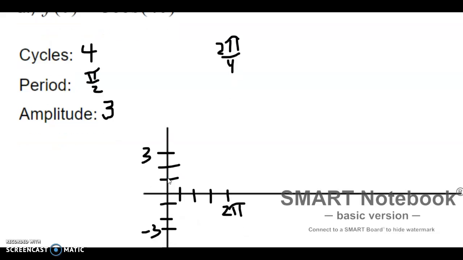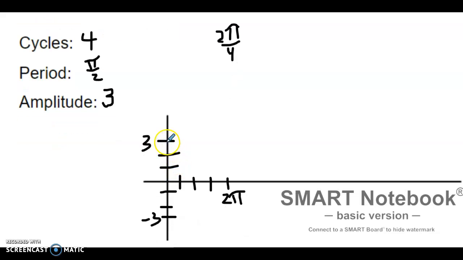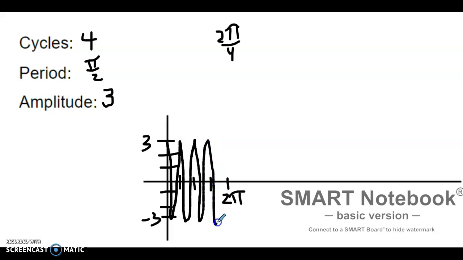And I probably should have made my graph a little bit bigger, but we can do this. So every line here, I'm going to have a complete cycle that goes from 3 down to -3 and all the way back up again. And there's another one, and I'm back up again, and 3 and 4.